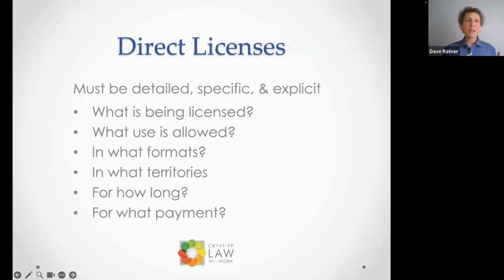I make sure to mention, people say, I'm going to go draft my own license. Okay, it has to be detailed. A lot of people say, I'll draft a license that says I can use this thing. Well, what is this thing that we're using, and how are we using it? Are we making copies?